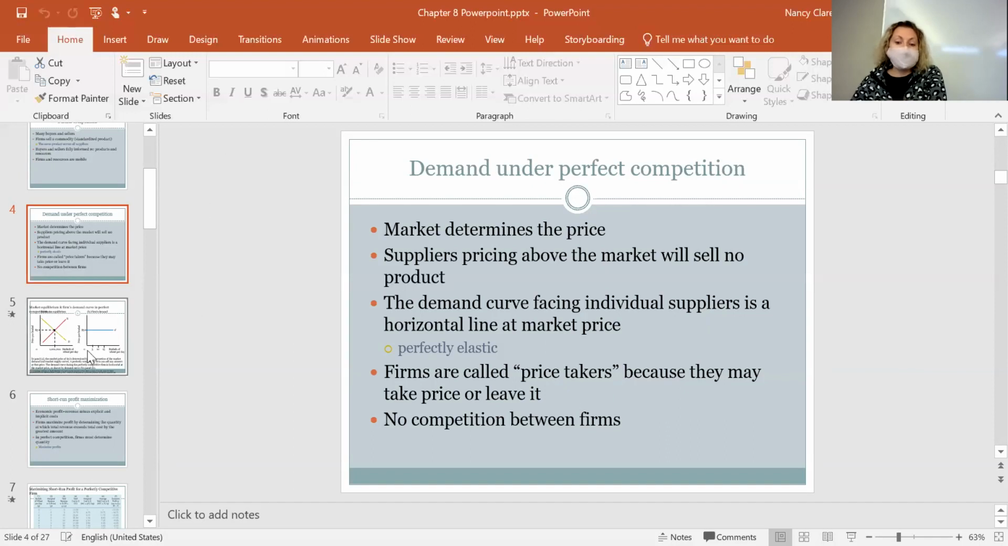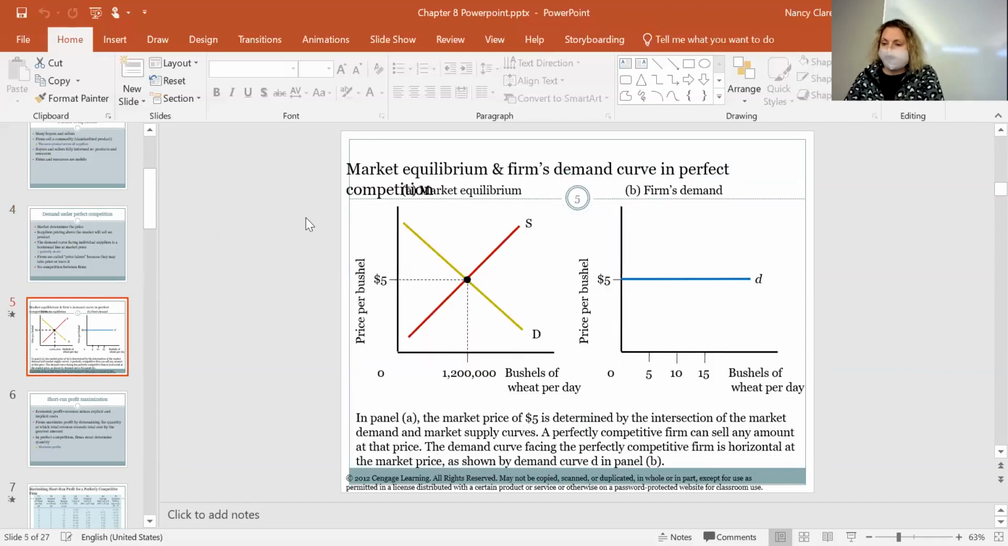Okay, so here's the visual. Here we're talking about wheat, bushels of wheat. Here is the market for wheat, this first graph here. You can see an upward sloping supply curve and a downward sloping demand curve, exactly what we would expect to see in a typical market. And it has an equilibrium price per bushel of $5.